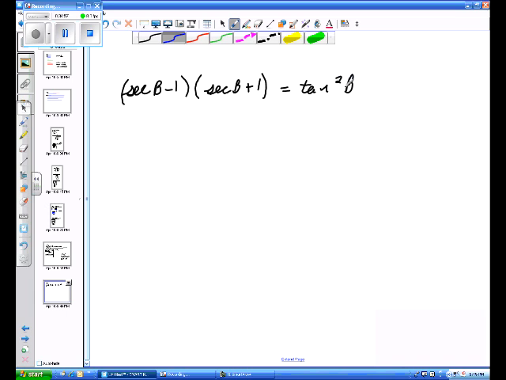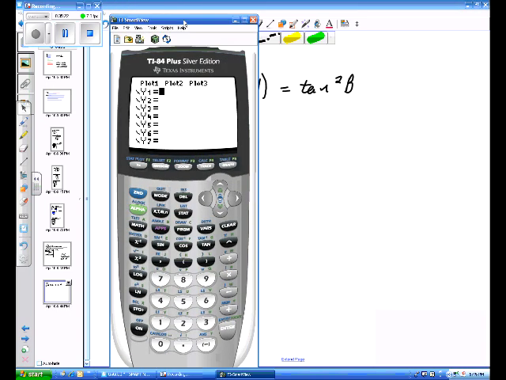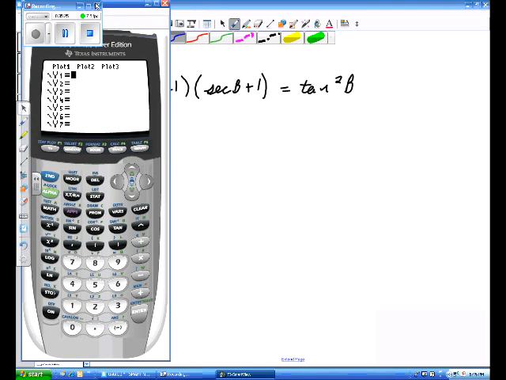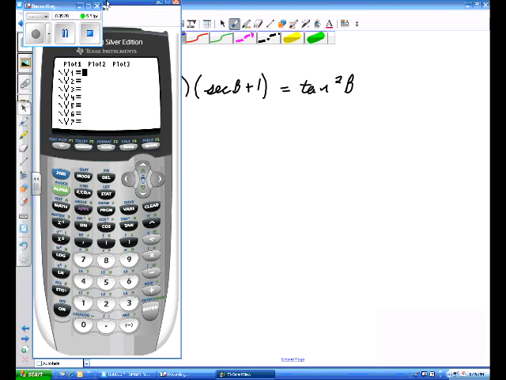Now, we may be able to figure out some of this as far as our identities go and actually know if this is an identity or not. But if we did not know, and we didn't want to spend a lot of time trying to prove it and then find out it's not an identity after all, we could use our calculator to see. How we would go about doing that is we're going to graph each one of these, and then we want to see if our graphs are on top of each other. So if it's the same graph.